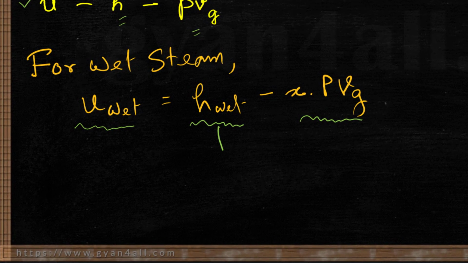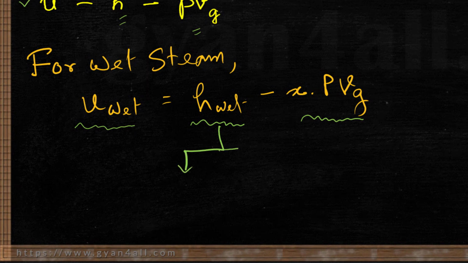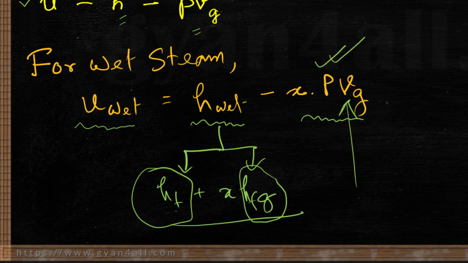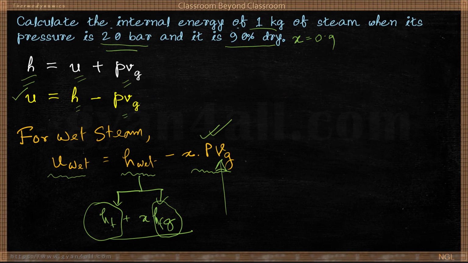We will find the enthalpy of wet steam, which is equal to HF plus X HFG. This is the enthalpy of wet steam. Then value of HF and HFG we will get from the steam table. Pressure P is given, and also the value of Vg, the specific volume of dry steam, we will get it from the steam table.